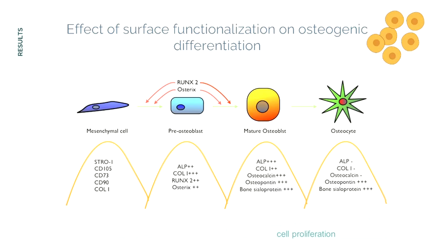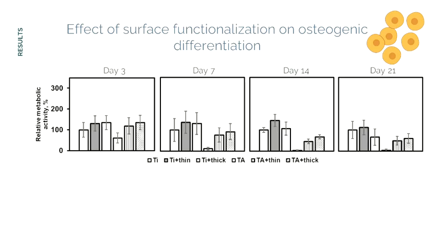And we took a look at different expression of different markers. I'm not going to show you all of them. The only thing that I want to show you is the metabolic activity or viability of the cells. So you can clearly see that after 21 days, we still have live cells on the surfaces. It seems that we have a little bit more cells on thin Lactobacillus crispatus biofilm. However, it's not statistically significant, so we cannot say it's better.